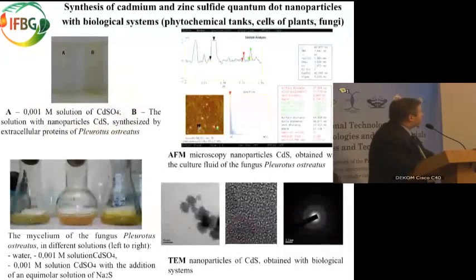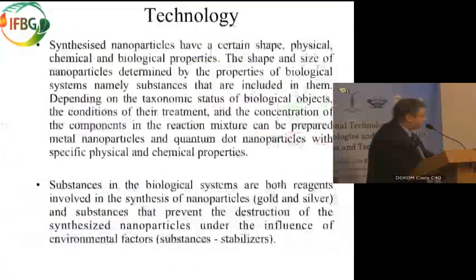This slide shows cadmium sulfide quantum dot nanoparticles obtained with the help of this kind of vessel, this tank, with use of the fungus Pleurotus substriatus, which is a very widespread fungus used in the food industry. This technology itself.